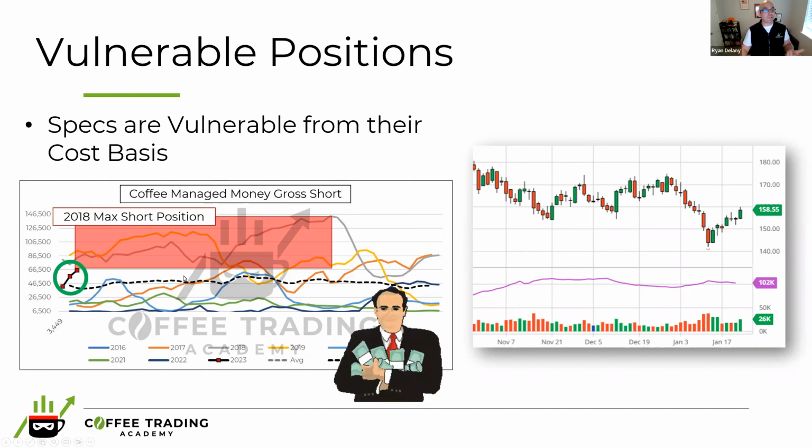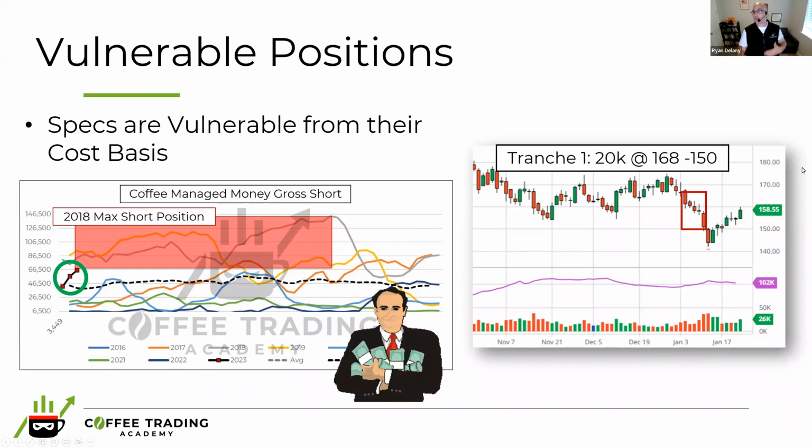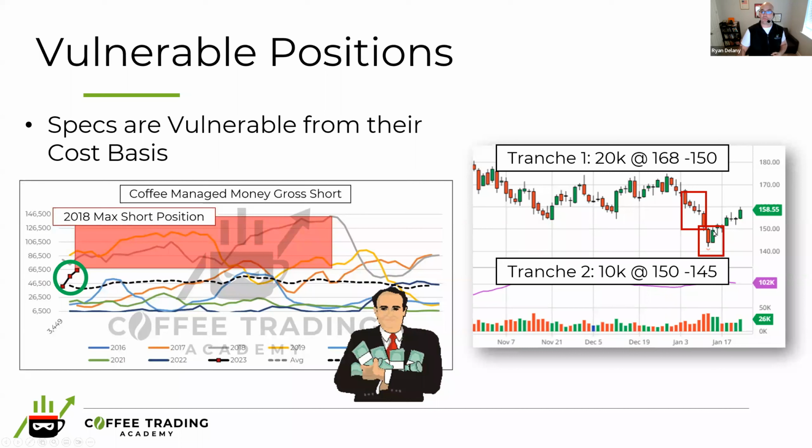Now we can see that recently here. This was something I wrote in one of my recent COT analyses that I put out online. You can see here over the last 3 weeks, the gross managed money short position has been increasing. So the spec shorts have been adding. They've been getting shorter in 2 big tranches here, one of 10,000 lots and one of 20,000 lots. The first tranche they put on between 168 and 150. These are the levels that they went short. And then the second tranche was between 150 and 145.